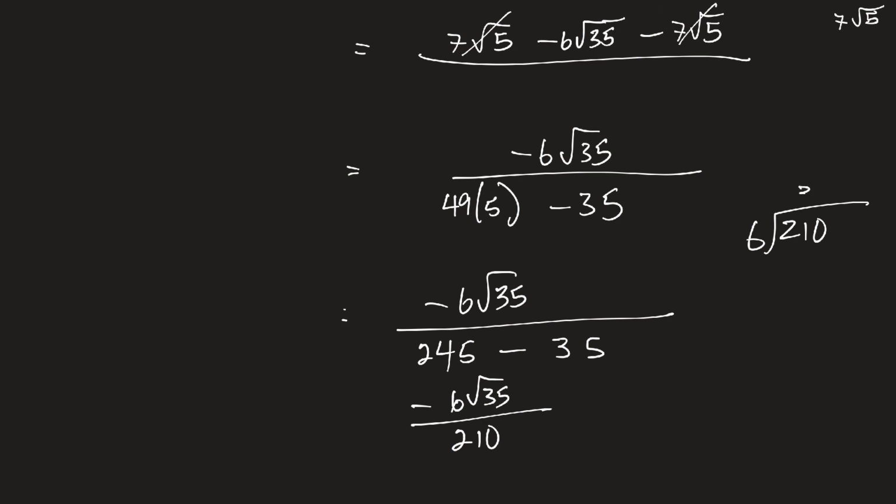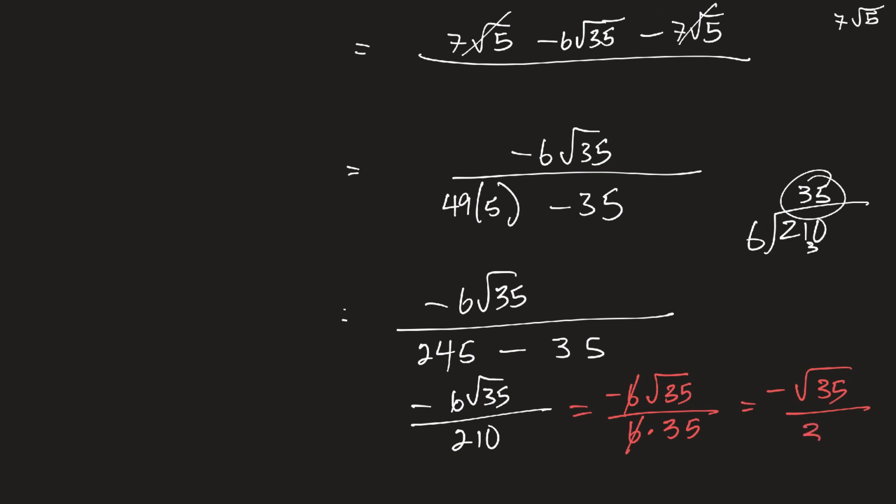6 goes into 21 with 3. 6 into 30 goes 5. Yeah, so I can cancel. Well, maybe just let me write it like this. Minus 6 root 35 over 210 is the same as 6 times 35. So the 6s cancel. I'll be left with negative root 35 over 35. Final answer.